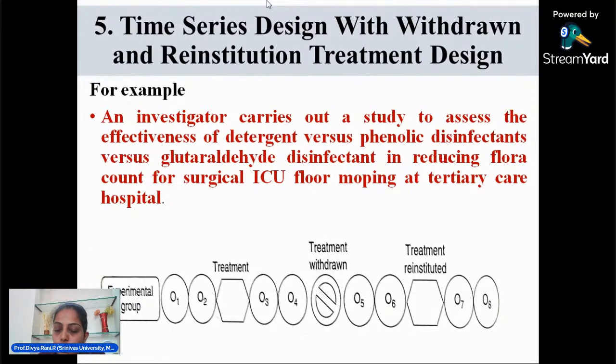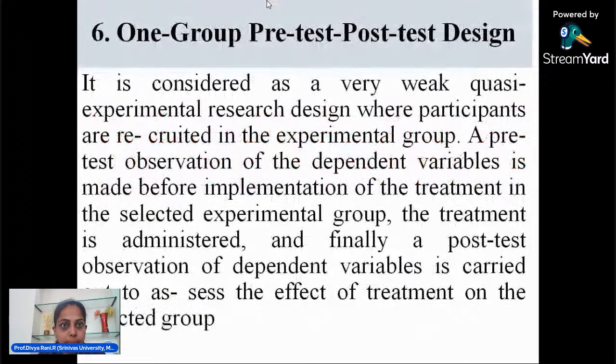So like that, you are giving a treatment. After that, you are checking the effect of the treatment in a series. Then again withdrawing the treatment and starting with another treatment. This is called the time series design with withdrawal and reinstitution of treatment design. Next slide. Next is one group pre-test, post-test design. This is considered to be a very weak quasi-experimental design.